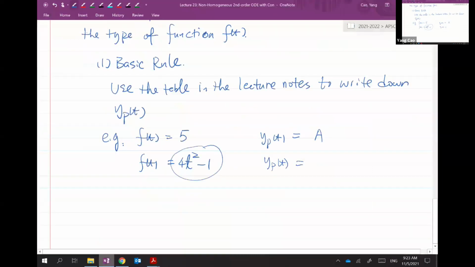When you write down yp of t, you write it with the same order, because this is second order. So you write a quadratic function, but you write the full one. Even though this one doesn't have a term bt, you write the full quadratic function a t squared plus bt plus c to represent the format of this input. Another easy one.